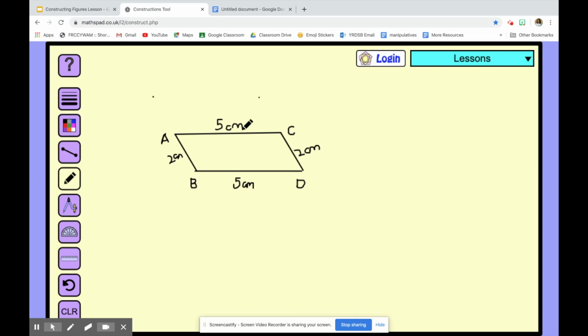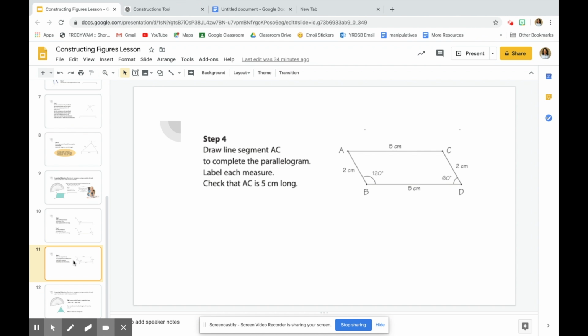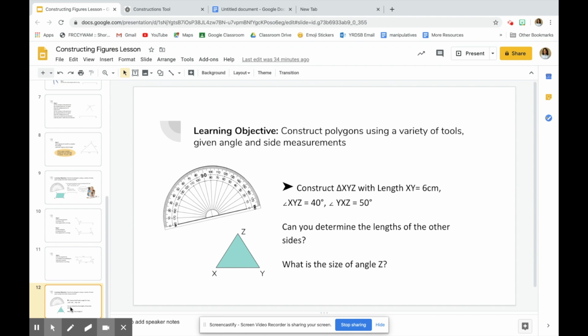So that is how you create a parallelogram using a compass. Okay, so you can see that the parallelogram we created was pretty accurate. There's all the measurements. And then you can always check to make sure that your measurements were correct by measuring the side of AC to see if it's 5 centimeters. Okay, so that's generally what you'll be doing in your homework assignment. You're going to be given side lengths, you're going to be given angles of shapes, and you have to create it using the compass and the protractor.